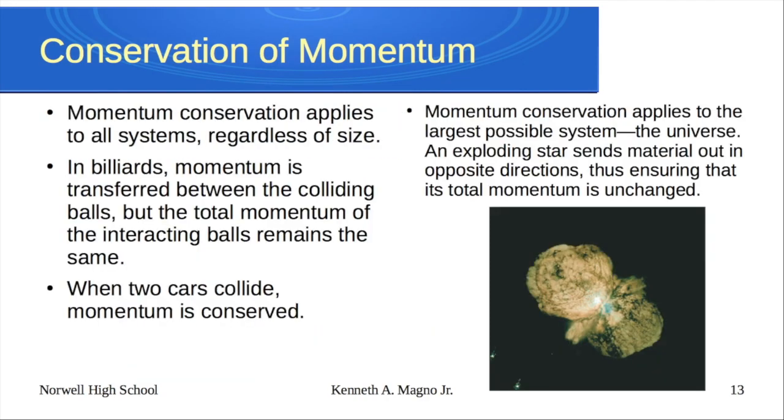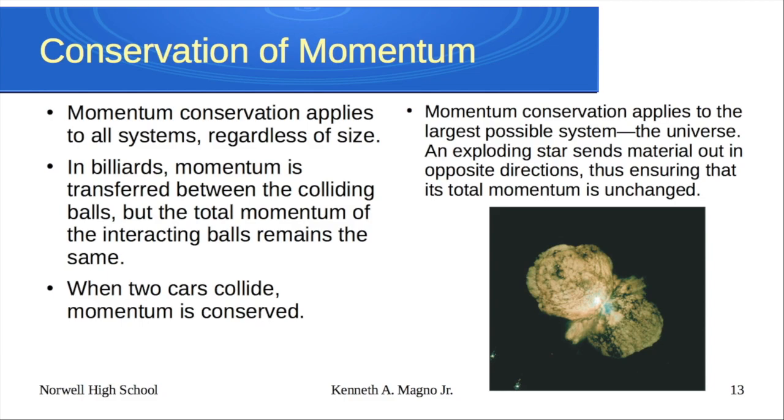Again, conservation of momentum applies to all systems regardless of their size. In a game of billiards, when those two balls collide, momentum is conserved. The momentum of the balls initially is the momentum of the balls finally. When two cars collide, the momentum is conserved. The momentum before the collision is equal to the momentum right after the collision.